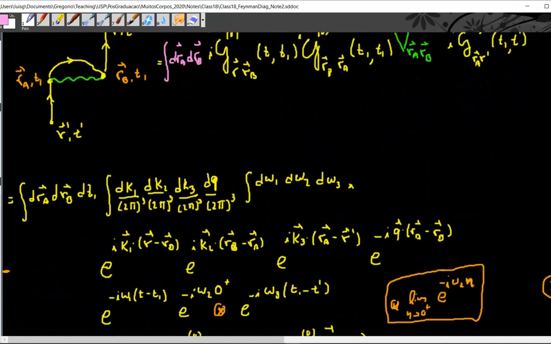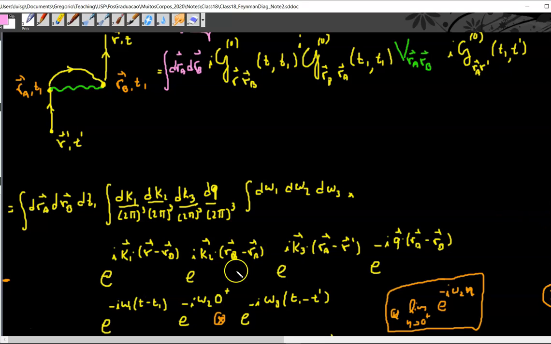Now let's look at the frequencies. Here I have t1 and t, so e to the minus i omega 1 times (t minus t1). Here I have something weird, which is equal time propagation. So I'll get e to the minus i omega 2 times 0. But this 0, if I integrate over omega 2, gives me 1, so I'm going to get an infinity here.